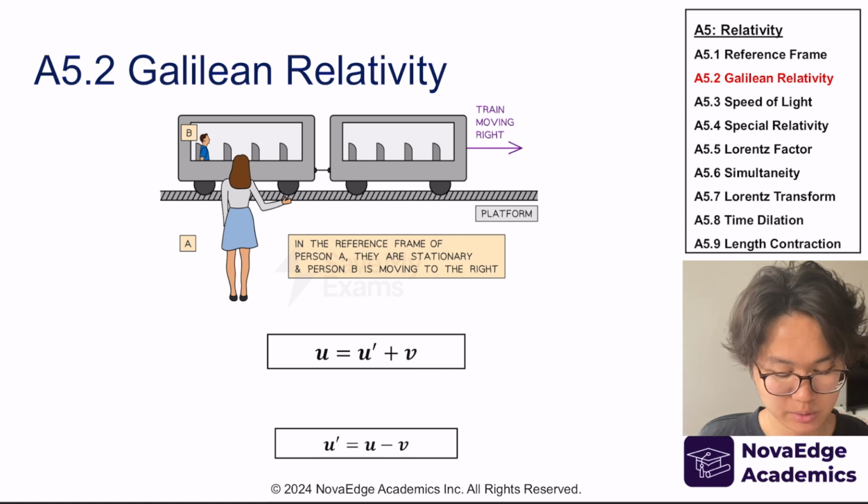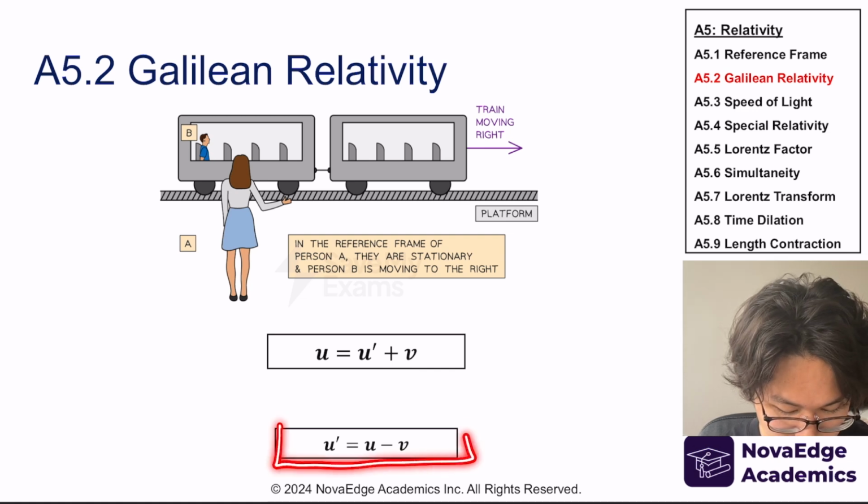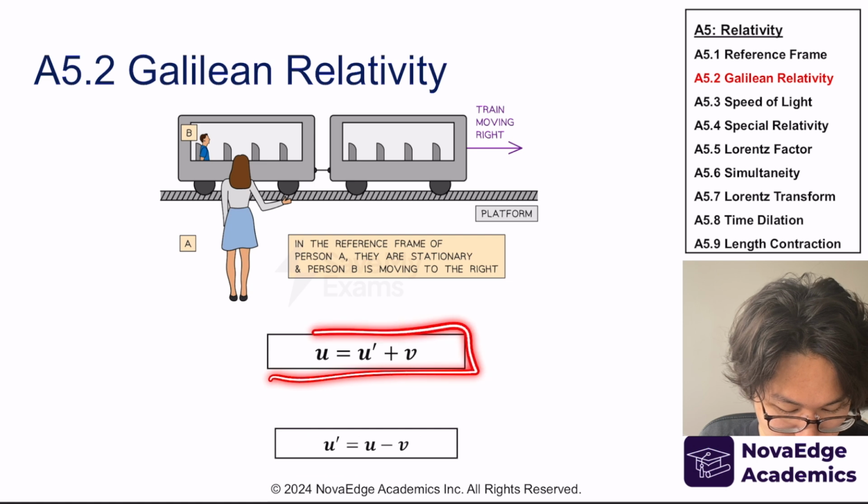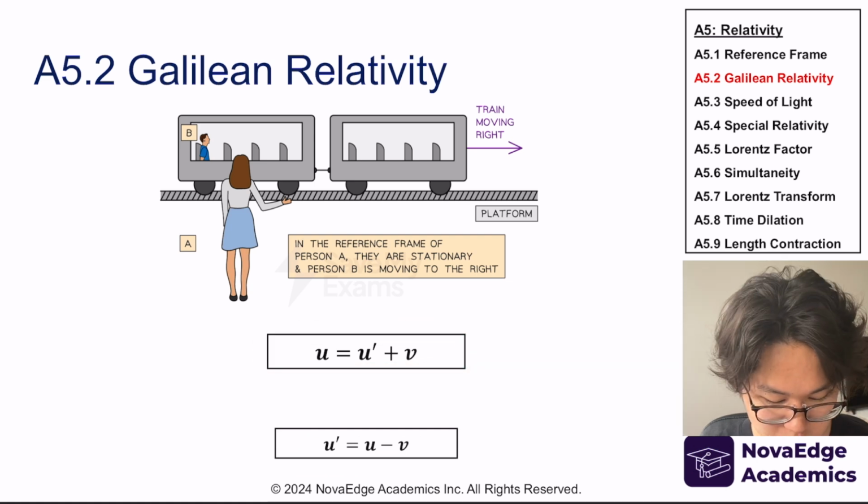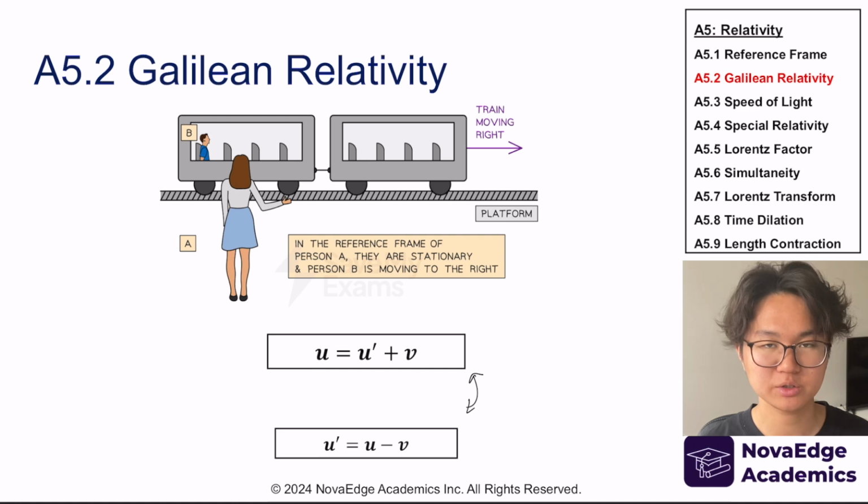Essentially, I want to break down this equation, which is actually what's given in your data booklet, and how to use it. This is just rearranging from each other. I just want to show you how to use it and what the variables mean.